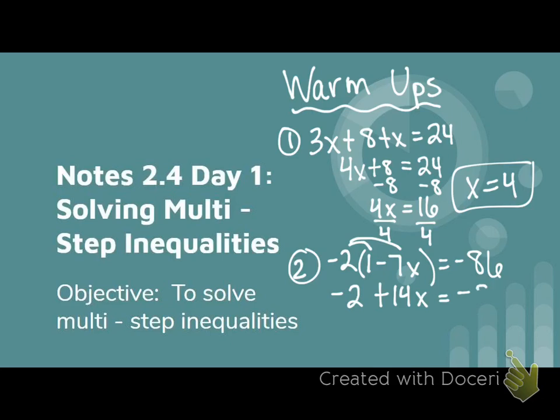equals -86. So we distributed the -2. What can we do next? Add 2. Very good. We need to add 2 to start getting x alone. So we have 14x equals, good, -84. Last step to get x all alone. Divide by 14. What do we get? X equals -6.